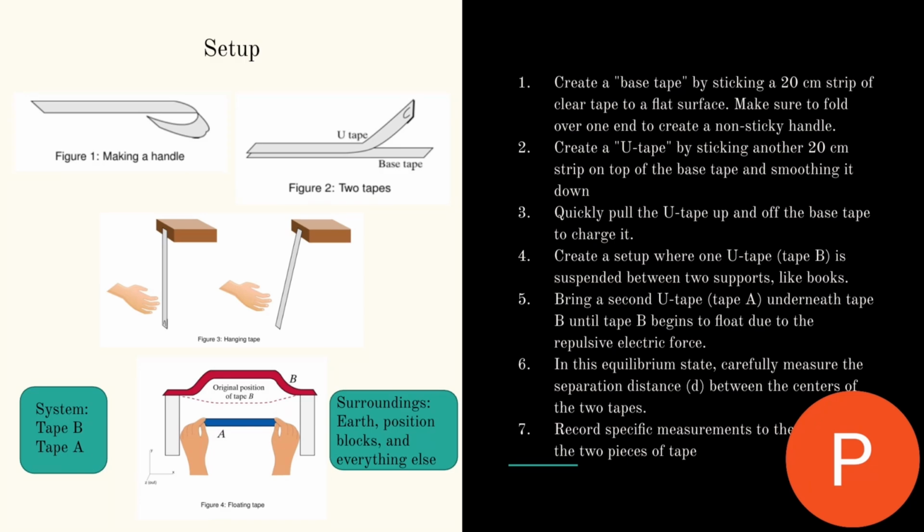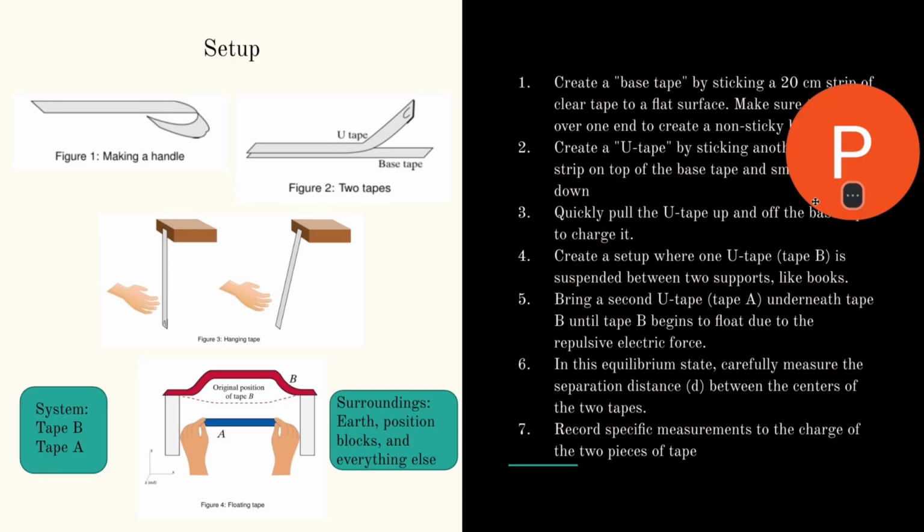We're going to bring that second U tape, which we're going to consider as tape A, underneath our tape B until tape B floats due to the electric force. And we measure the distance between the centers of the two tapes, and we're going to find the specific measurements to get the charges of the two tapes. So our system is tape B and tape A. Our surroundings are going to be Earth and the position blocks and everything else.